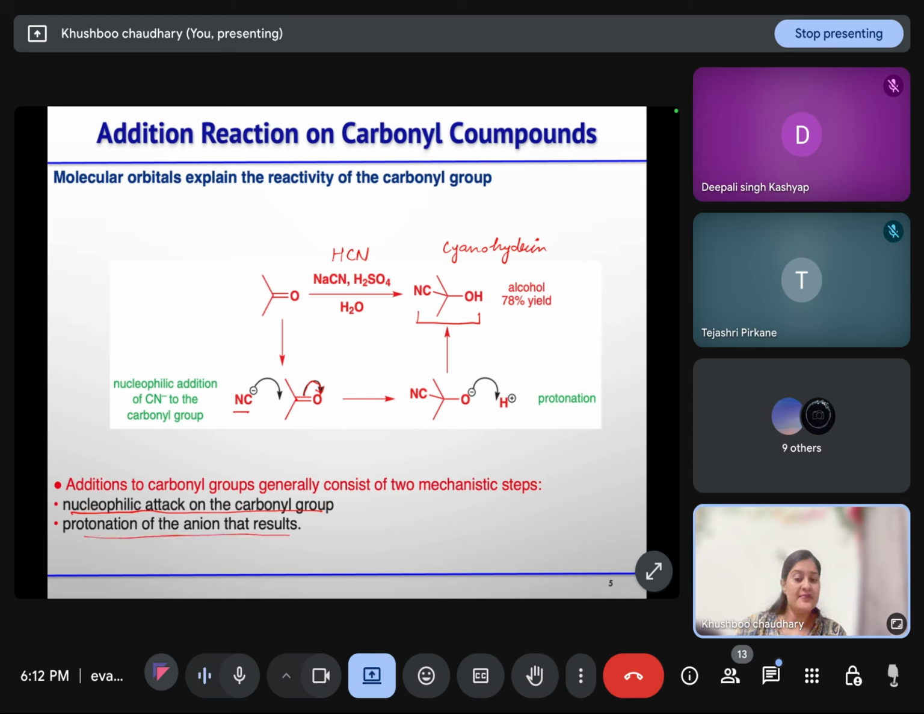Now the first step is the important step, the rate determining step, because in that step a sigma bond is forming and a pi bond is breaking.